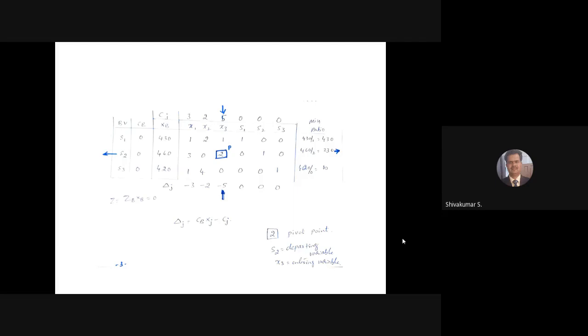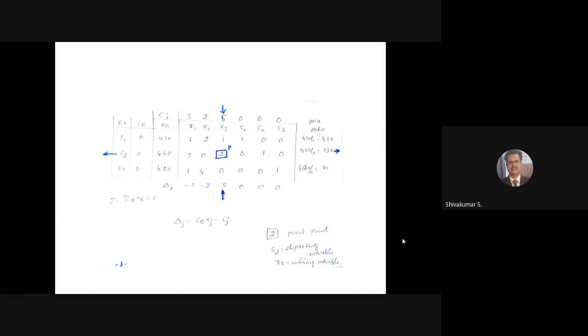Okay. So now you have to select the highest negative value among the delta j values. Select the highest negative value, nothing but the least value. That is minus 5. Mark the arrow mark, or just mark it as an entering variable. Now you just write an extra column.